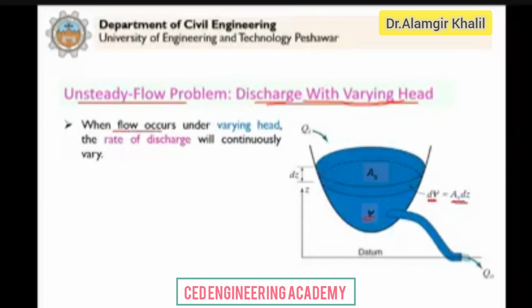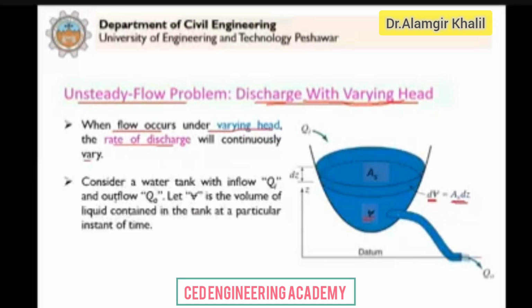When flow occurs under varying head, the rate of discharge will continuously vary. Consider a water tank, which is shown here, with inflow Qi and outflow Q0. Let V be the volume of liquid contained in the tank at a particular instant of time.